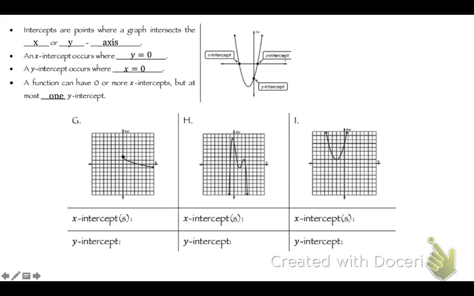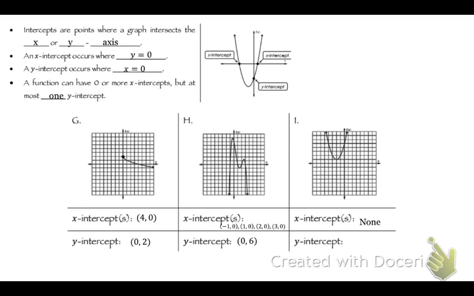So if we look at these, we can just find these by looking at it. The x-intercept there is (4, 0). The y-intercept is (0, 2). Our x-intercepts here are (-1, 0), (1, 0), (2, 0), and (3, 0). So we have 4 x-intercepts there, but we only have 1 y-intercept at (0, 6).